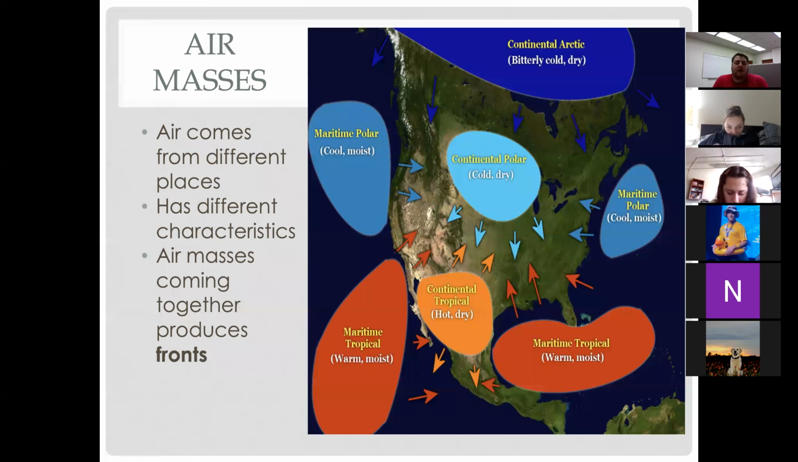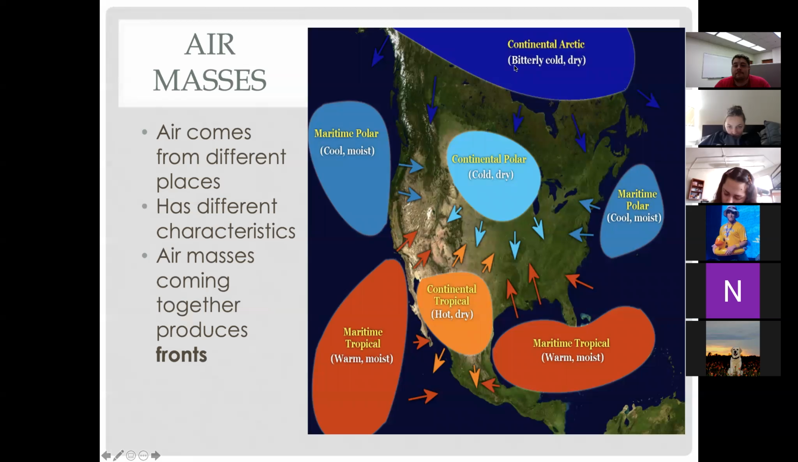Okay, we're going to switch gears a little bit. We're going to talk about air masses. Air comes from different places, and each has different characteristics. And these different air masses coming together produce fronts. So we'll take a look at each of these.